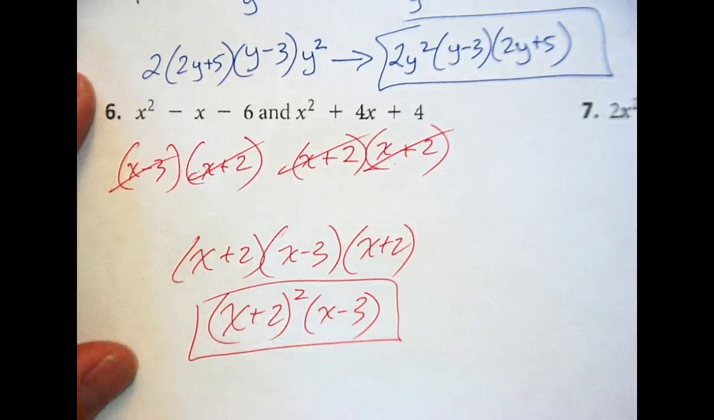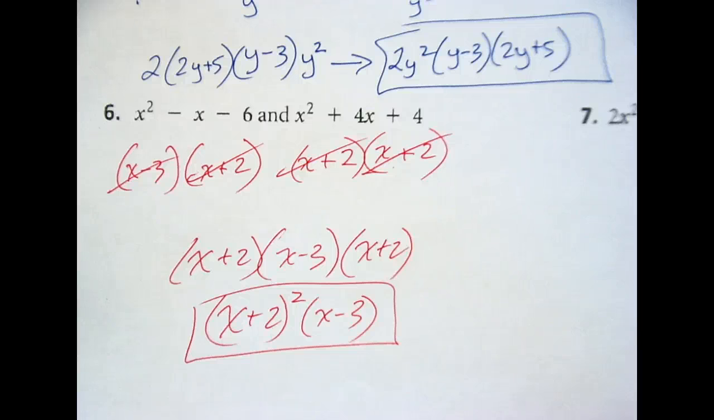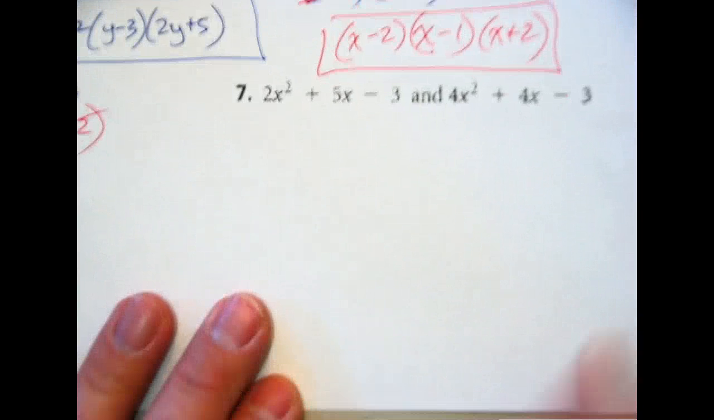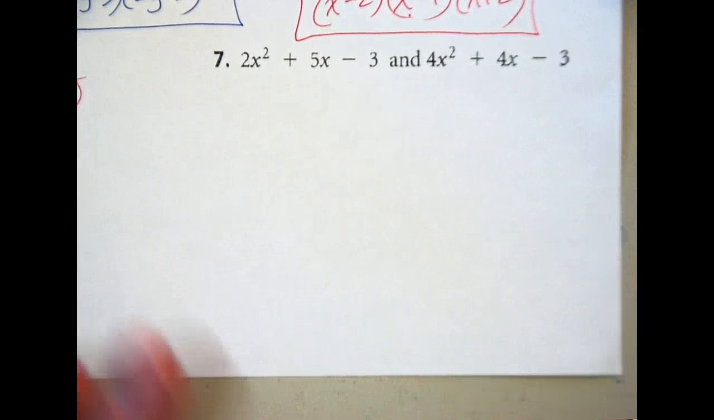How many got it? Okay, we're getting better at it. Last one, number 7. Last one of these, and then we actually work into a problem. Give that one a go.